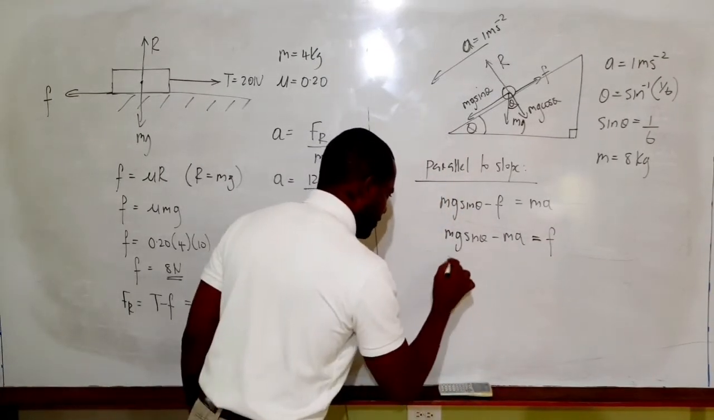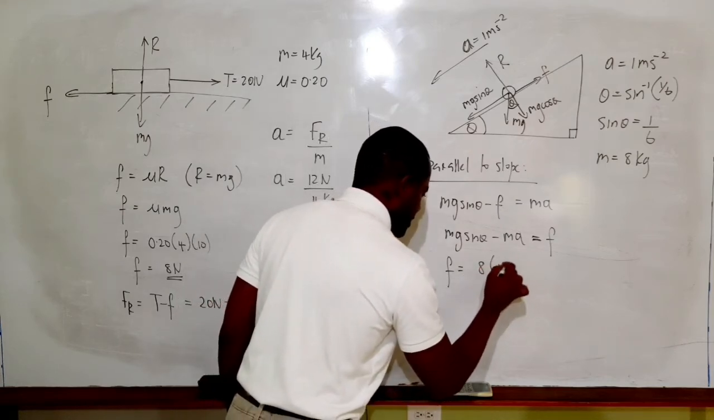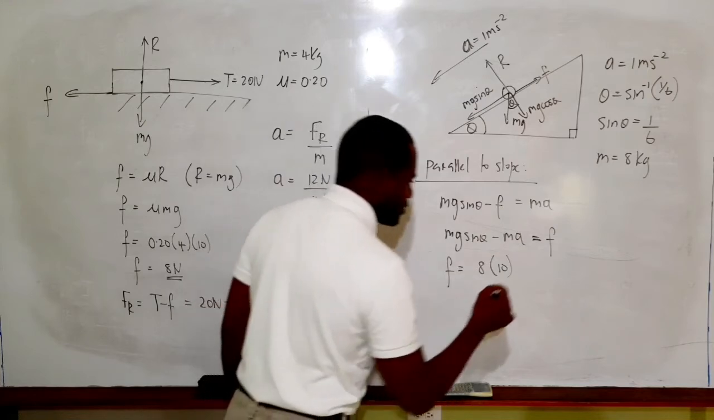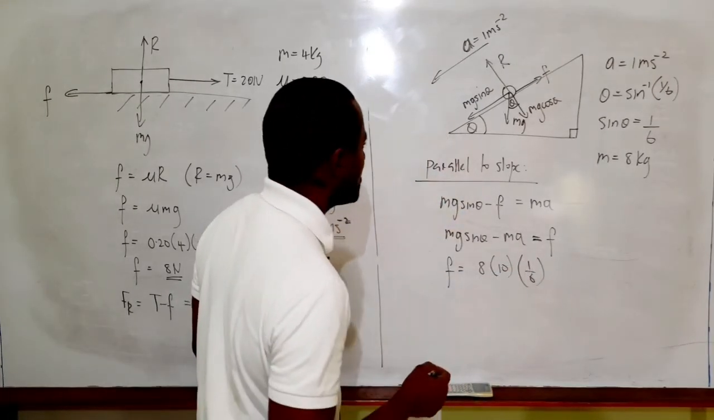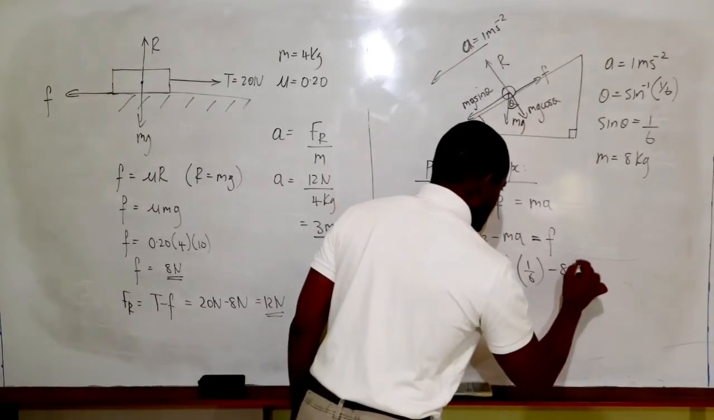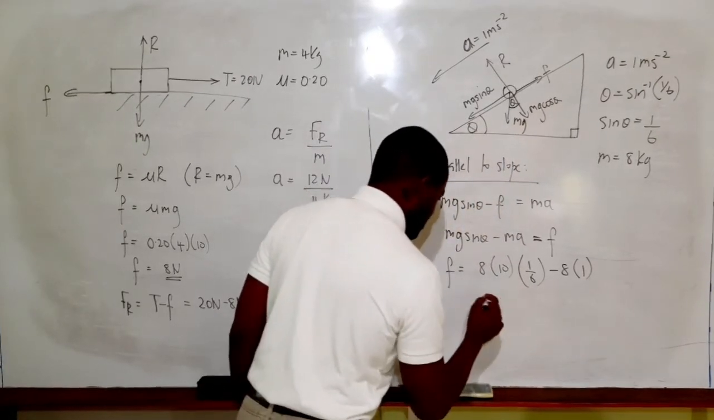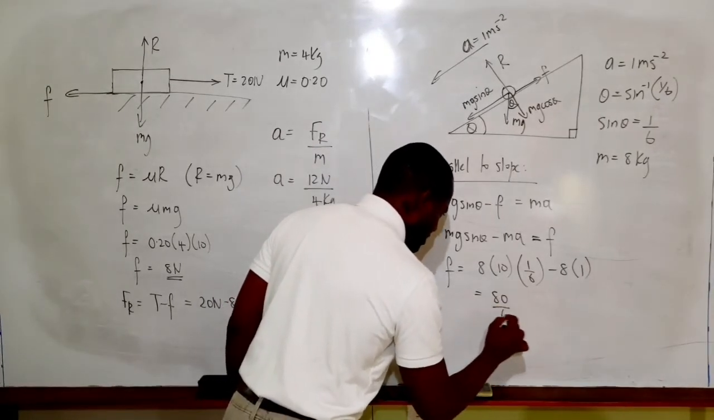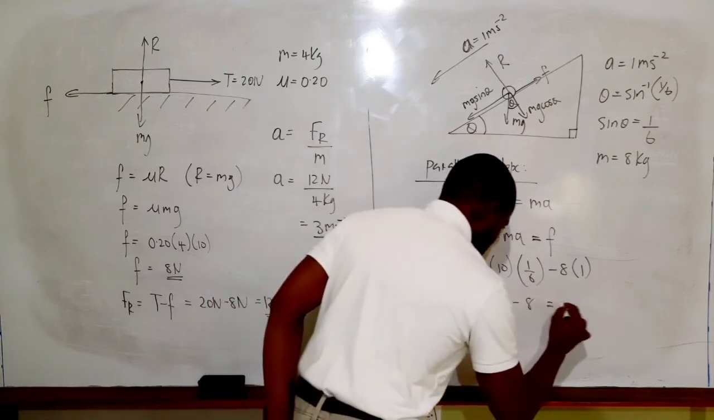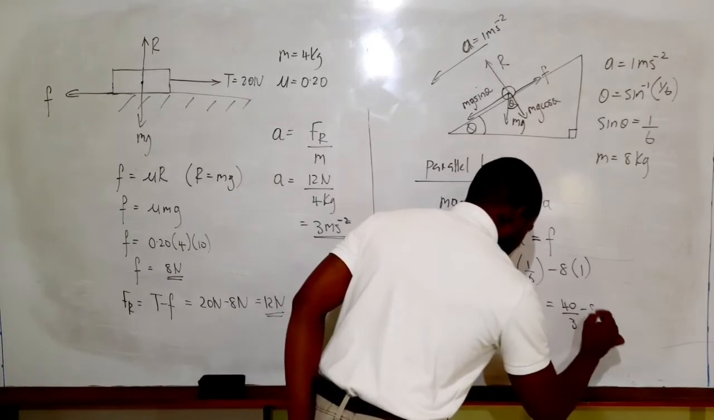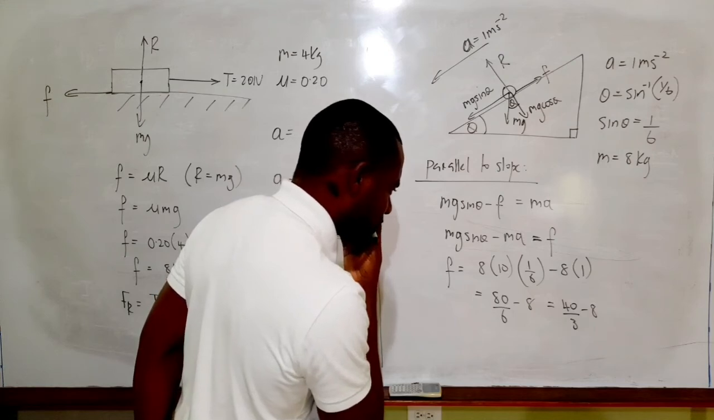And so therefore F is equal to m, which is 8, times g, which is 10. Sine of theta is given as 1 over 6. So that's 1 over 6. Minus the mass by acceleration. So that is minus 8 times a, which is 1. And so this gives us 8 times 80. So this is 80 over 6 minus 8. Same thing as 40 over 3 minus 8.